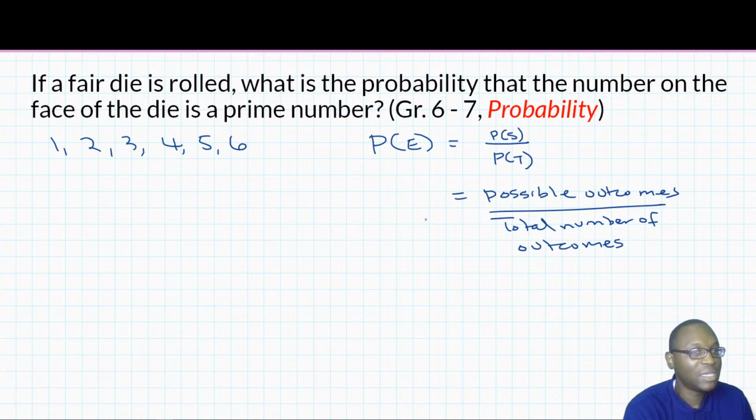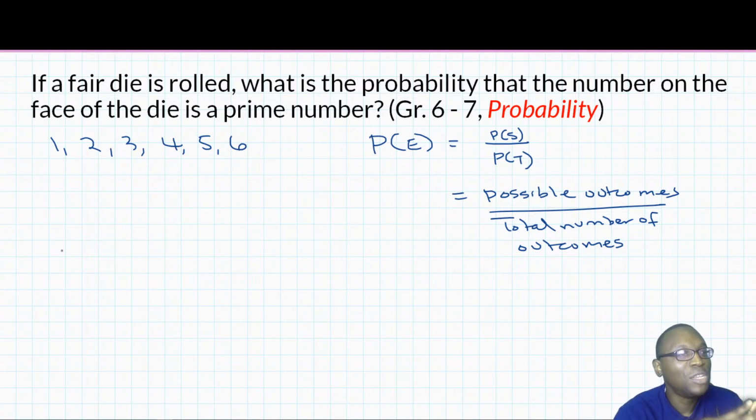What we're going to be doing here is we're seeing that there are 6 possible numbers that could show up on a die. So we have a total of 6 possible numbers that could show up on the face of a die. Now we want to find out what is the probability that the number that shows up is a prime number. The first thing you want to do is identify your prime numbers. What are your prime numbers?